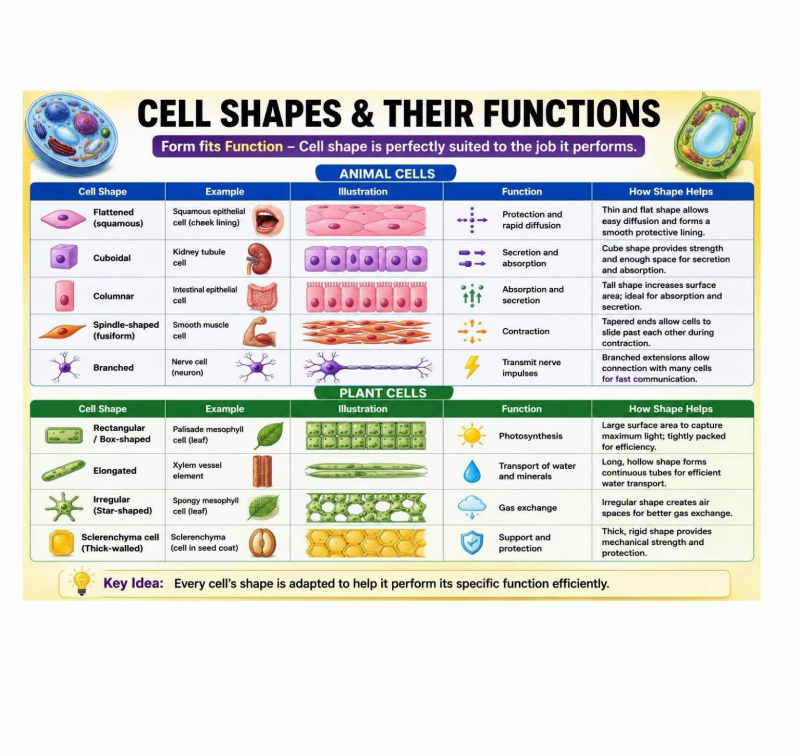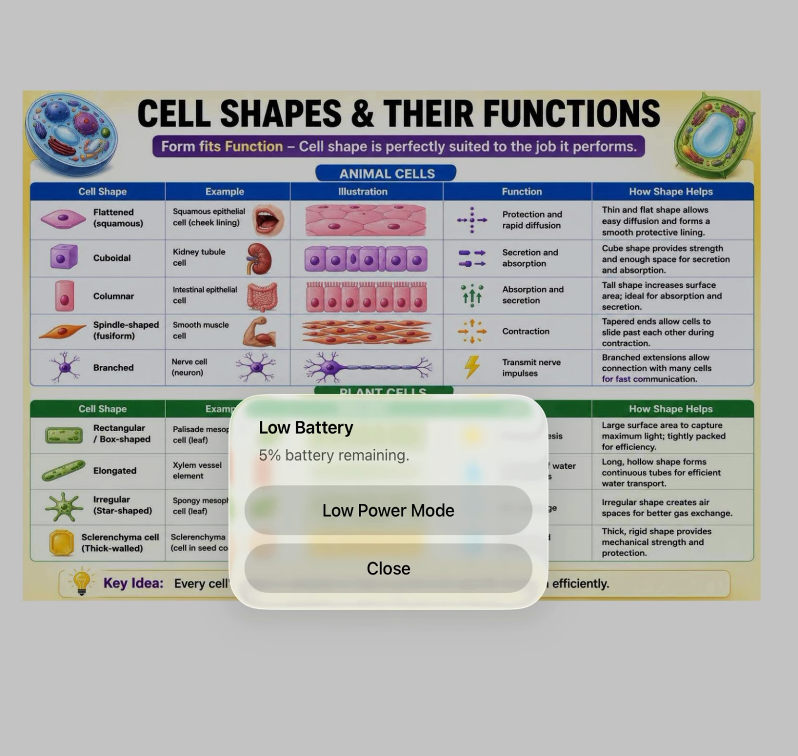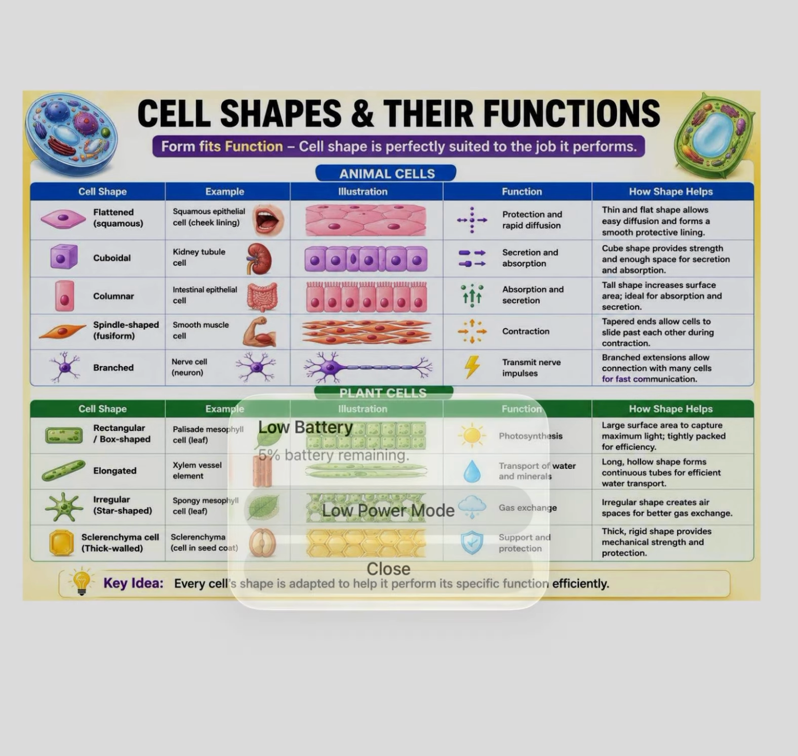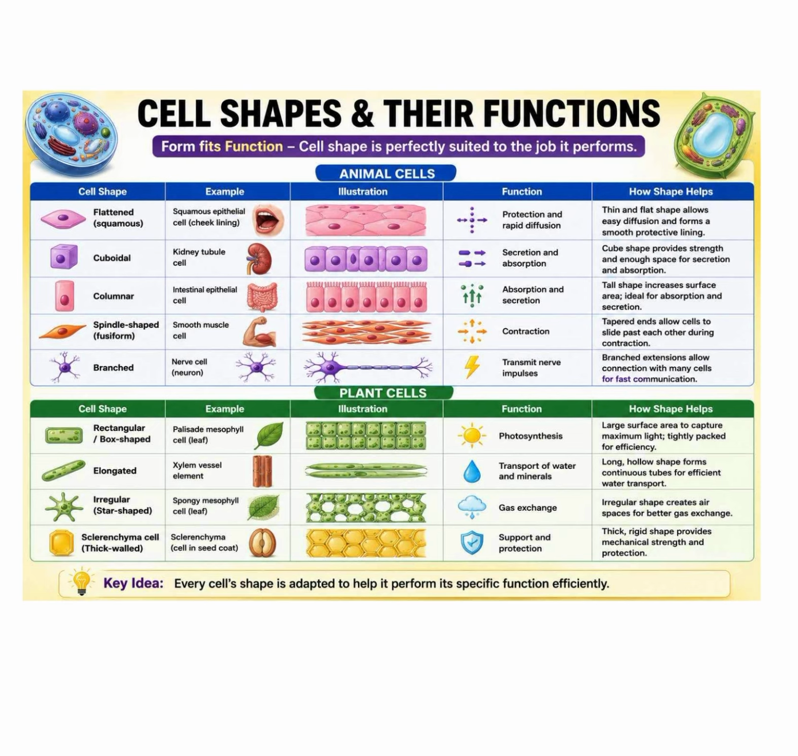Next, cell shape and function. In multicellular organisms, we get to see different types of cell. Their shape is different. Why? Because in multicellular organisms, their function is specialized. If their function is specialized, obviously the shape is also different. If you look carefully, we have a couple of animal cells and a couple of plant cells here. Their shape is different. They can be flattened, cuboidal, columnar, branched, even spherical, rectangular, elongated.